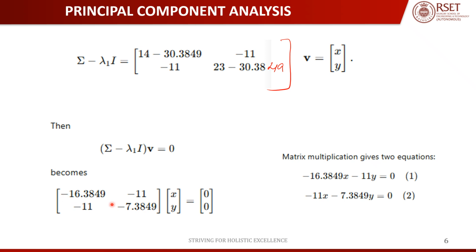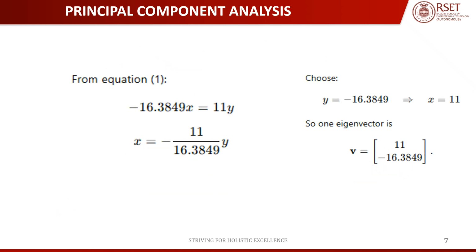For that you just multiply the first row and the first column, that is minus 16.3849 x minus 11y equal to 0. Then the second row, while multiplying you have this equation, and then what you do is from the first equation take this 11y to the RHS, and then you have this equation, then x is equal to, you can take this value to the denominator and you have this value. And now if you choose this y to be 16.3849, x will be equal to negative 11, since both the values will cancel. So you choose y equal to this and x equal to this. So our v was equal to (x, y), so your x is 11 and your y is this value.